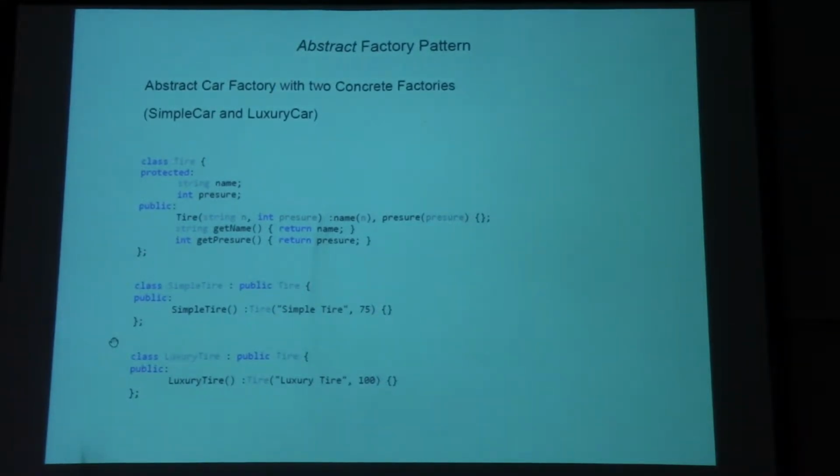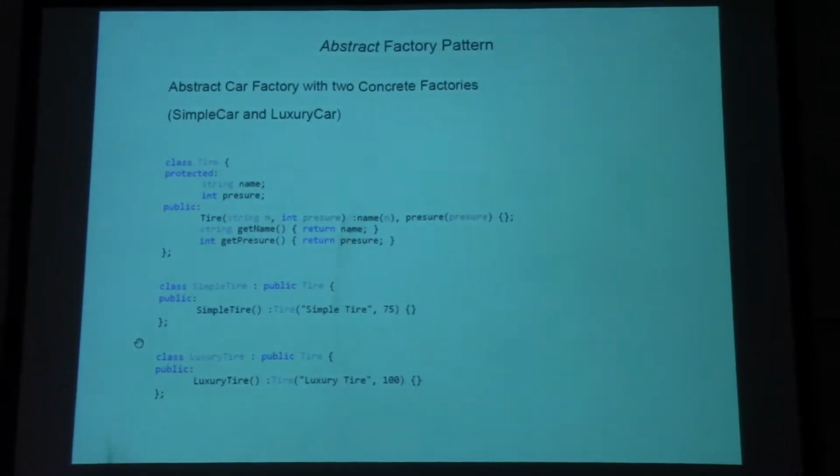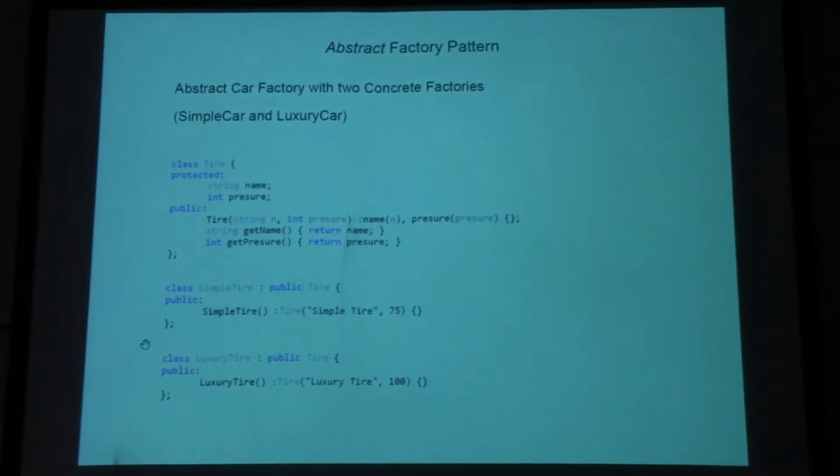So first thing we're going to do is, before we get to the factory, let's create some tires. Now if you look at this class, there's a tire class, and then we're subclassing it for a simple tire and a luxury tire. All right. So is the tire class abstract? The answer is? No. It is not abstract because it doesn't have any pure virtual methods. So in fact, it doesn't have any virtual methods even.